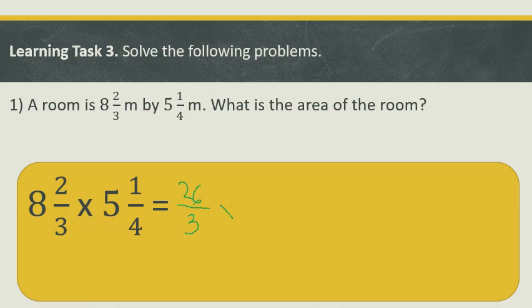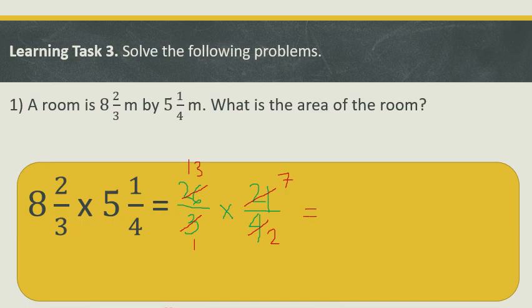Yung isa naman, kapin ulit natin ang denominator. So, 4 times 5 is 20, plus 1 is 21. Ngayon, hanap naman tayo ng common factor. Yung 26 and 4 ay pwedeng i-divide sa 2. So, ang 26 divided by 2 is 13. Ang 4 divided by 2 is 2. And then, yung 3 and 21, ang common factor niya is 3, so pwede siyang i-divide sa 3. So, 3 divided by 3 is 1. 21 divided by 3 is 7.